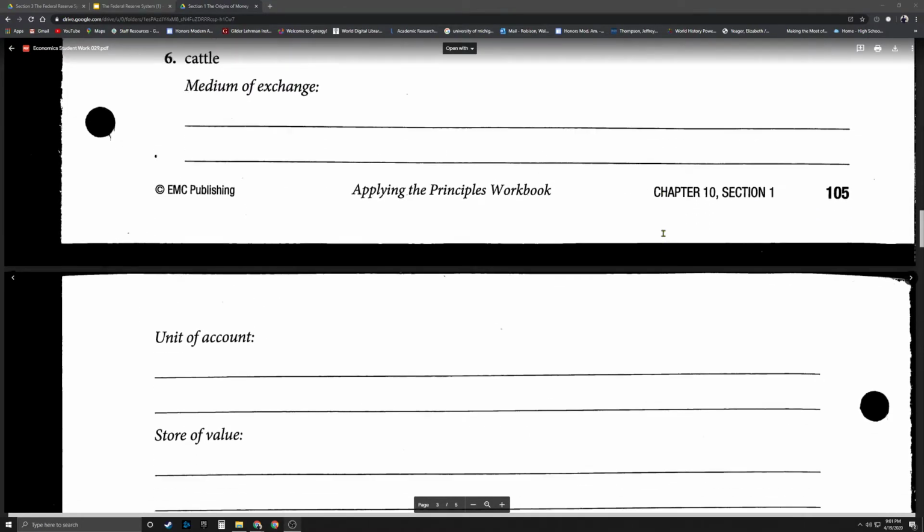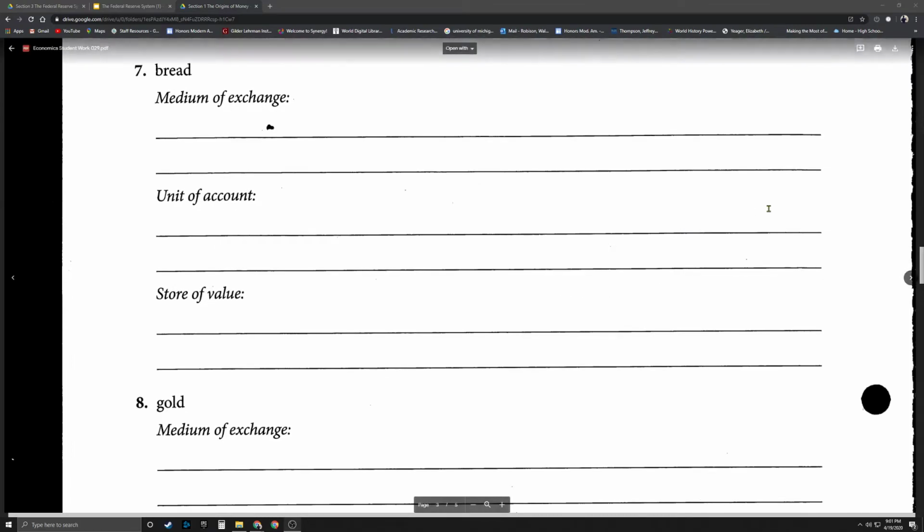Okay. Then next we have bread. Is it a medium of exchange? Is it easy to carry around? I mean, it depends. If you have to carry around a bunch of it, that could be a little cumbersome. Is it easy to divide? It should be. And then does it hold its value? It's kind of like the cattle. The longer you have the bread, a couple of different things are going to happen. Either it's going to get hard and not be of any use, or it could get wet and then it molds and goes bad. So there you go.